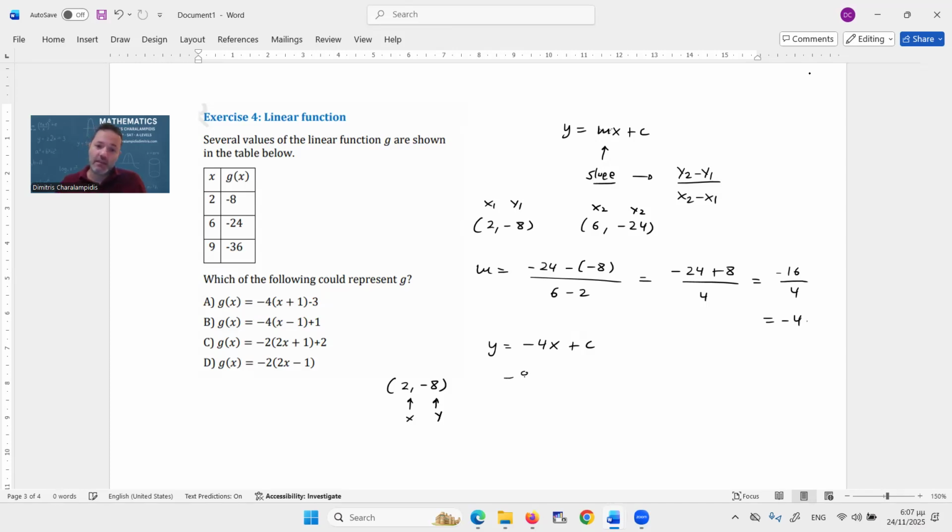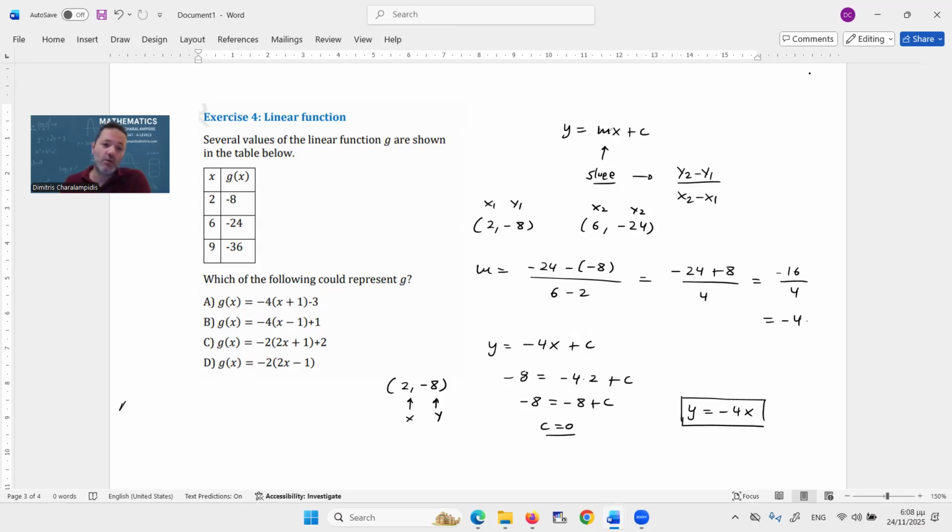This means that -8 should be equal to -4 times 2 plus c. So -8 is -8 plus c, which obviously tells that c should be equal to 0. Therefore, we end up with this equation. So that's the equation we are looking for. Now, all that is left is for me to see which one of the suggested a, b, c, and d is actually equal to that, y equals -4x.